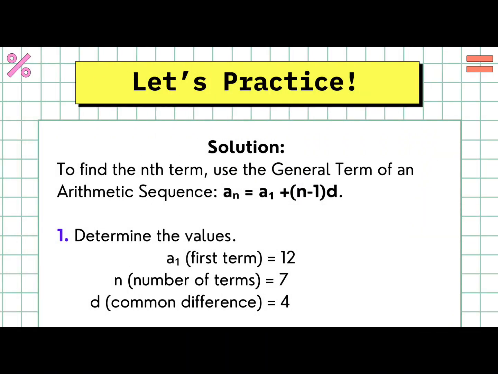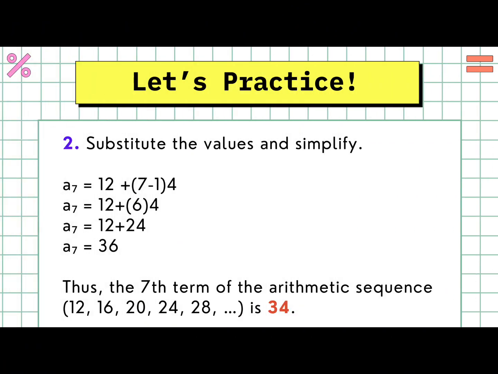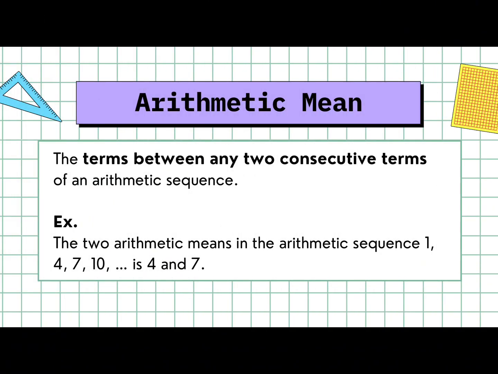Here are the steps we followed. First, we determined the values. Next, we substituted the values into the formula, and finally, we simplified it to find the seventh term. Now, arithmetic means are the terms between any two consecutive terms of an arithmetic sequence. For example, the two arithmetic means in the arithmetic sequence 1, 4, 7, and 10 are 4 and 7.